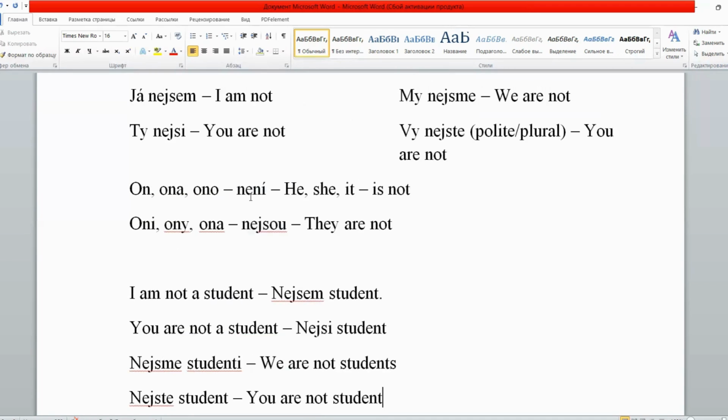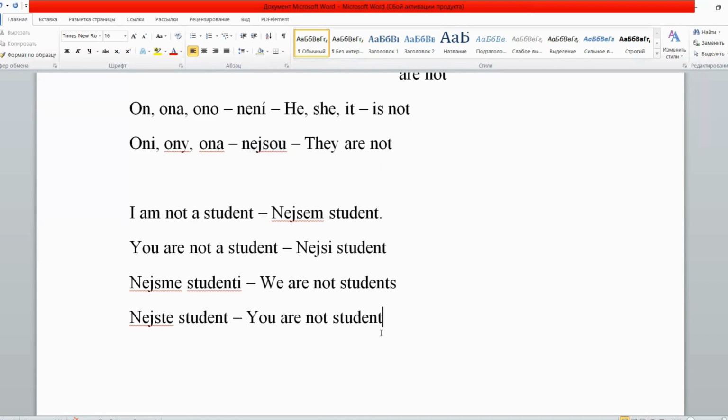What about he, she, it? We use není. Není student. He is not a student. It's a very basic form. Pay attention. Není student, it means in the masculine form. It's the same as you say on není student. It's the same, but we don't use this form on. We just say není student.